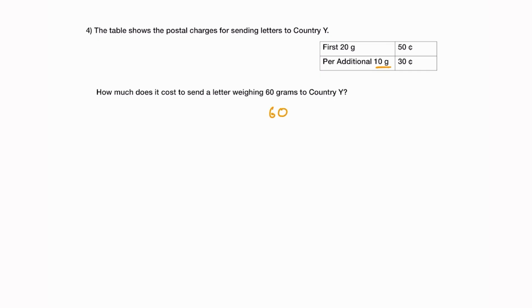So it's 60 grams. Let's divide this weight. First 20 grams, right? So we said 20 and the remaining is 40. So for the first 20 grams, we have to pay 50 cents.